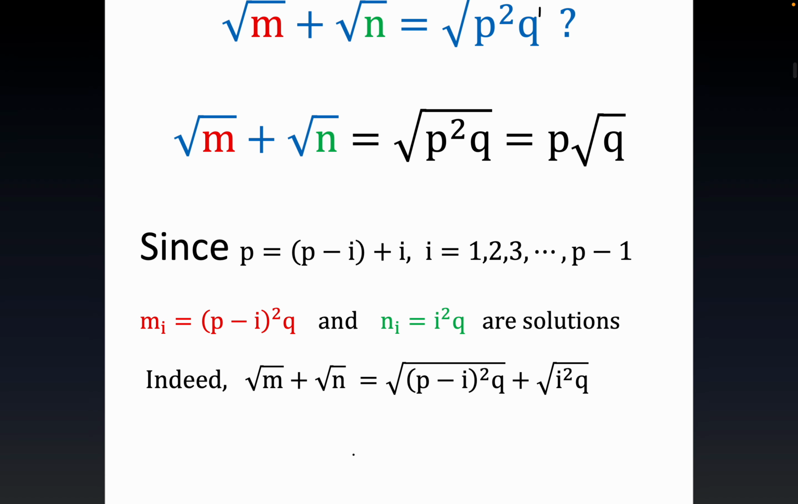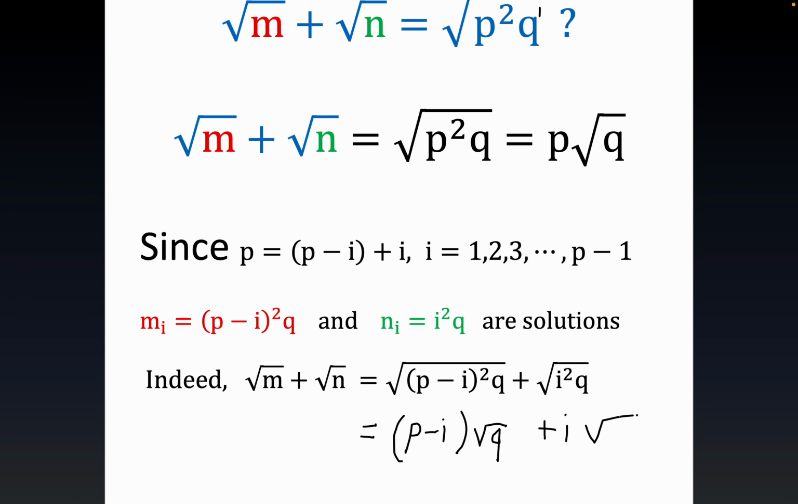Now, just in case you're not seeing, this was quite a bit of discovery on my part, it didn't come near this easy when I was first looking at this problem. When you square root this, you get P minus I quantity times square root of q. Right? Then right here you get plus I times square root of q.